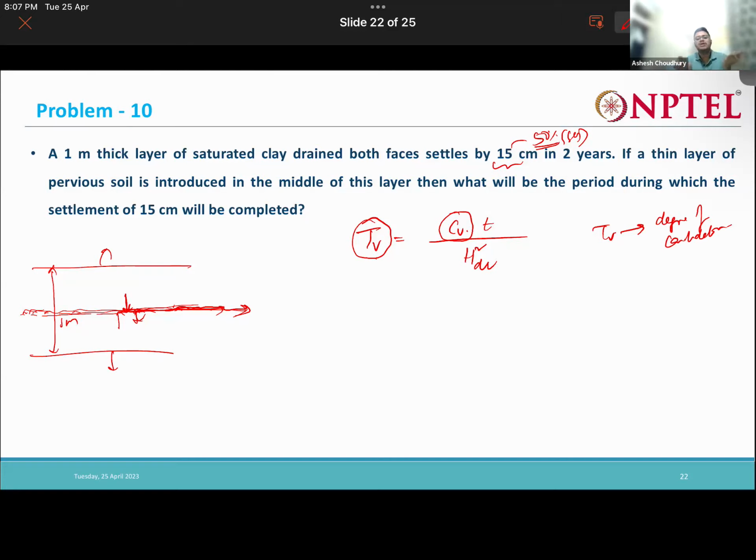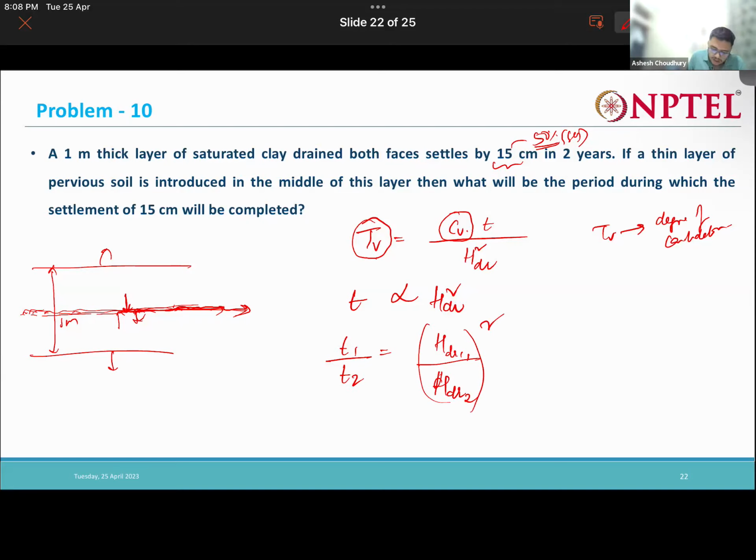Because we need to find out, for the same 15 centimeter settlement, how much time will be required if the drainage is increased. So the degree of consolidation is the same in both the cases. So TV will be constant. So we can write from here T is proportional to HDR square, isn't it? You can write that. From here I can write T1 by T2 is equal to HDR1 by HDR2 square, right?